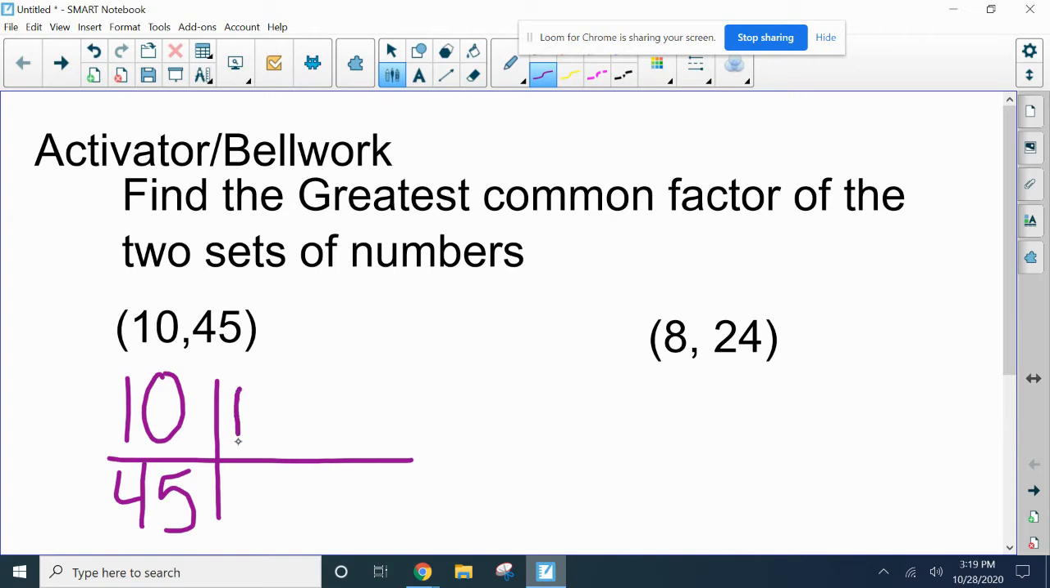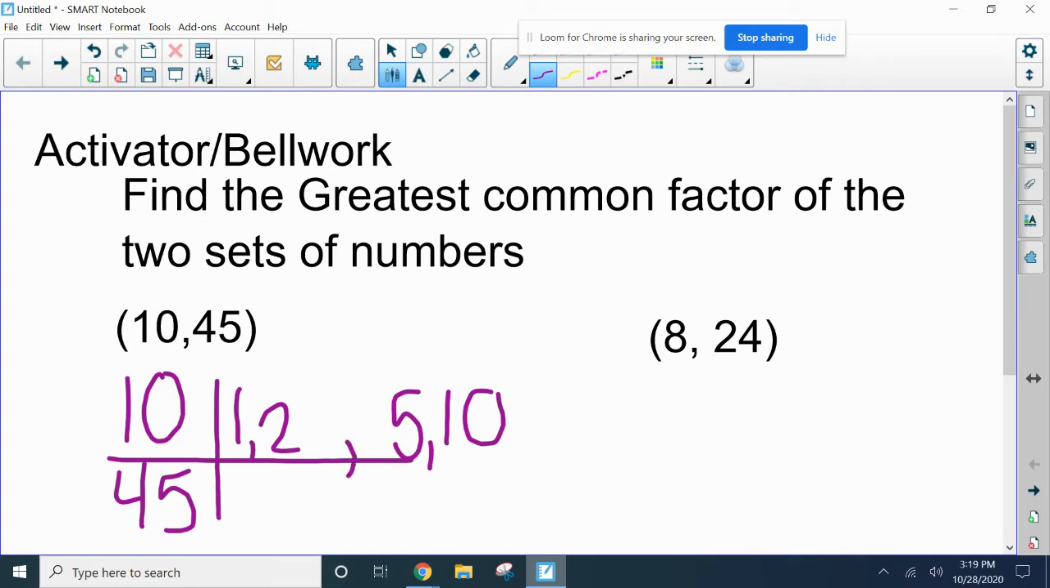Well, I always start with my end caps. I know 1 and 10 multiply to give me 10. And then I know 2 and 5 multiply to give me 10. And then I work my way to the middle because now I can go, well, I know 3 doesn't multiply to give me 10, and I know 4 doesn't multiply to give me 10. And those are the only two numbers between 2 and 5, so I'm done in my middle.